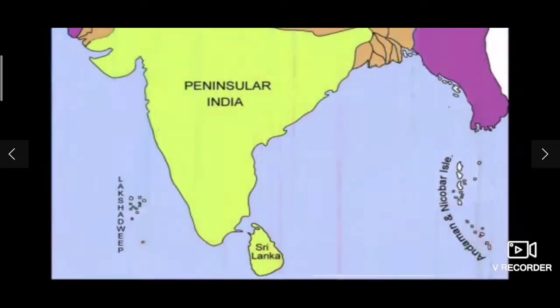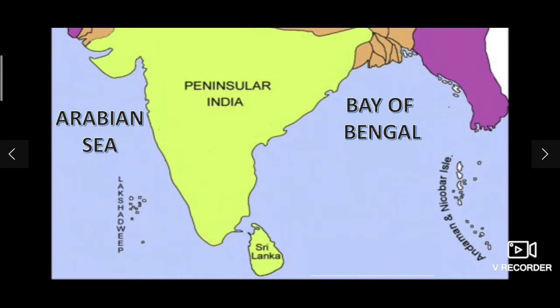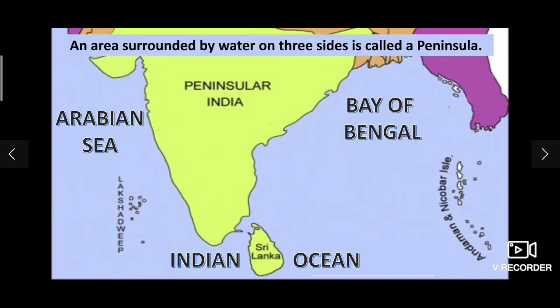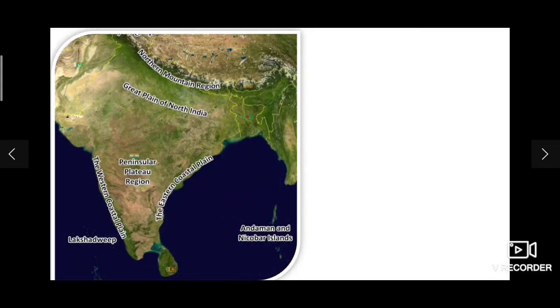India is surrounded by water on three sides. On the west is Arabian Sea, on the east Bay of Bengal, and Indian Ocean on the south. And such a landmass surrounded by water from three sides is called a peninsula. The narrow stretches that surround the plateau region of India on the eastern and western side are called coastal plains.